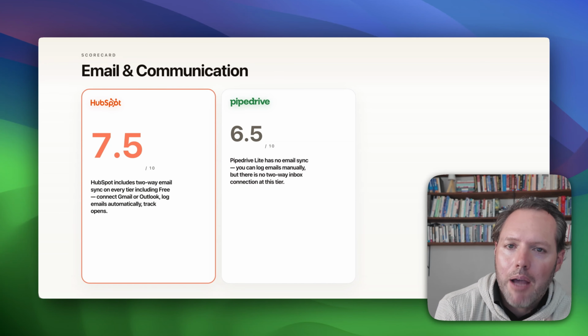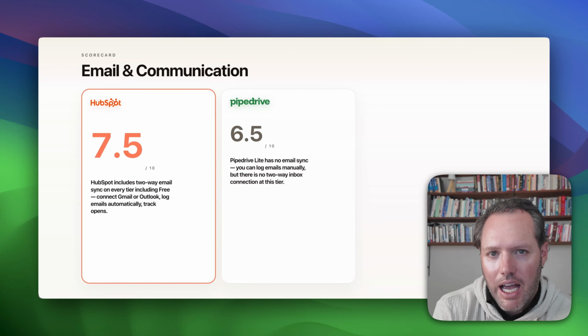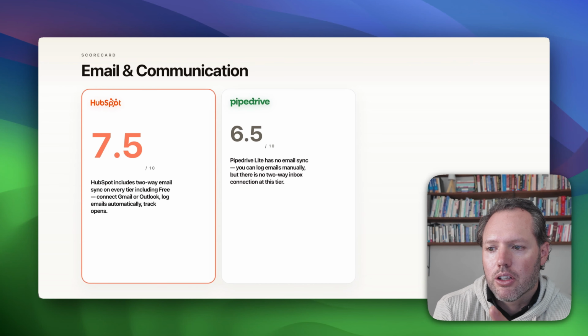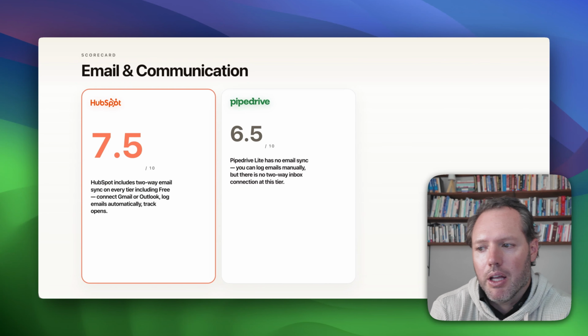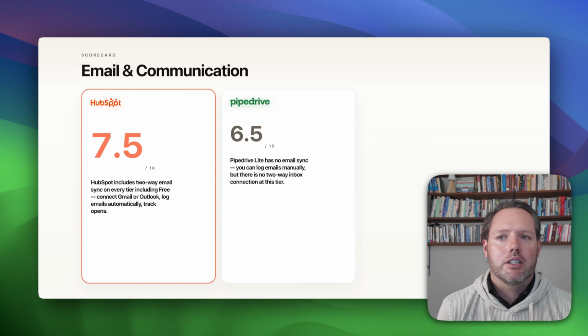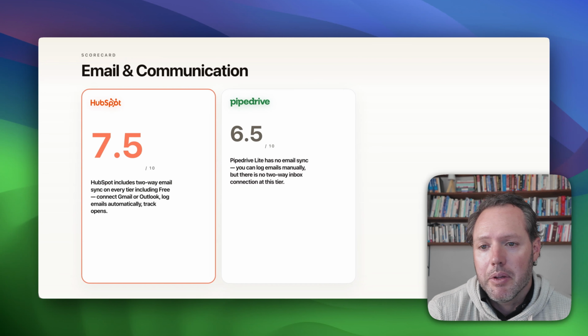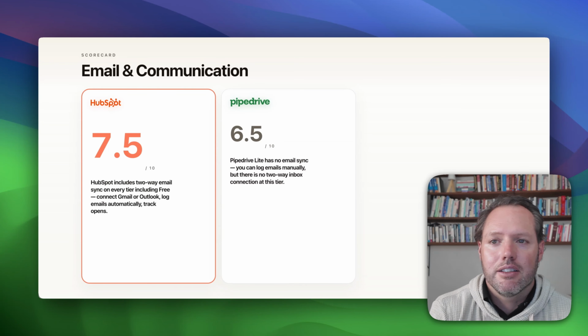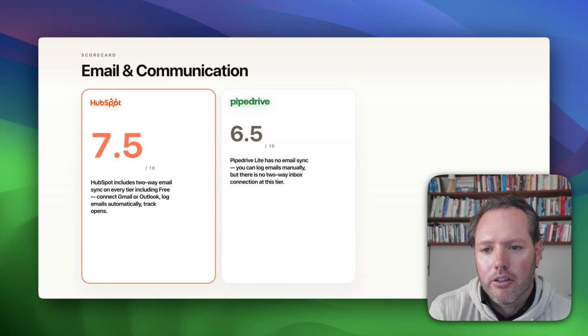Email and communication. Pipedrive does include contact sync, even on their Lite plan, but HubSpot includes email sync on all of their plans. So that's hands down for me. If I'm ever talking to someone about CRM and they don't want to sync their email, you could use a spreadsheet. You can use a yellow legal notepad on your desk. If you're not going to sync your email, then what are you doing? So I think that's a critical piece that Pipedrive is missing on their Lite plan. So you're definitely looking at Growth or higher.